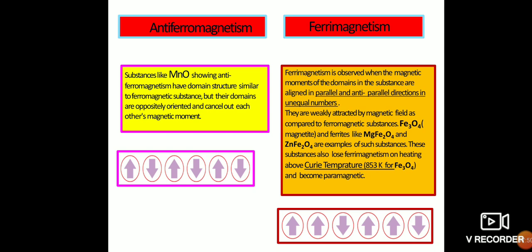As you can see in the diagram given below, for ferrimagnetism, when an external magnetic field is applied, the magnetic moments are aligned in such a way that they are in parallel and in anti-parallel directions in unequal numbers.